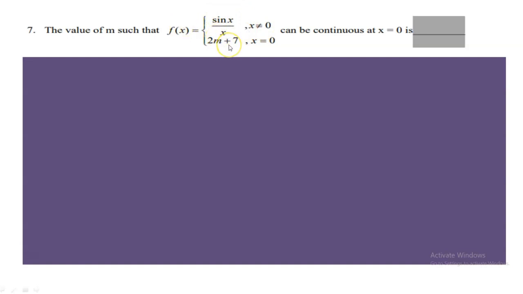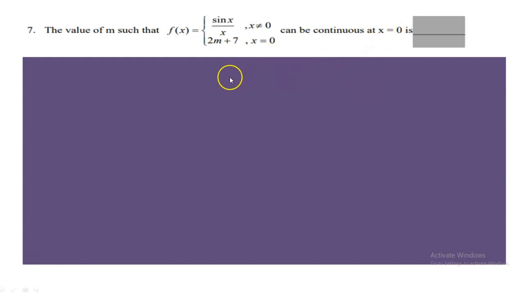And for this particular case, the function is 2m plus 7 when x is 0. So you are asked to determine the value of m for which this can be continuous at 0. So dear students, this function is continuous everywhere, as you see, except 0, because it is broken at 0. It has been said that the function is sin x over x for any value except 0, and when it is 0, it is 2m plus 7. So we have to create a case of amendment for this function to be continuous at number 0.